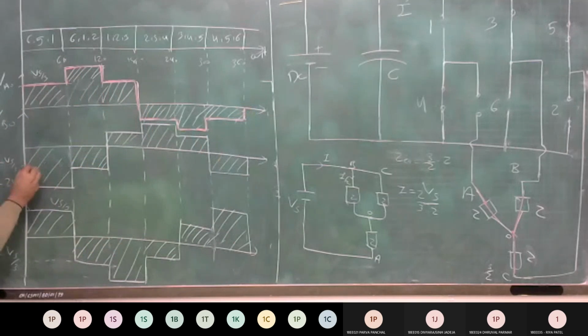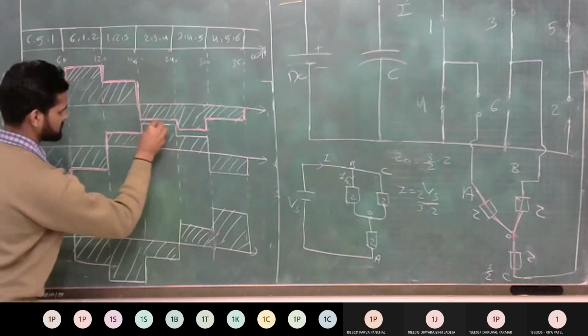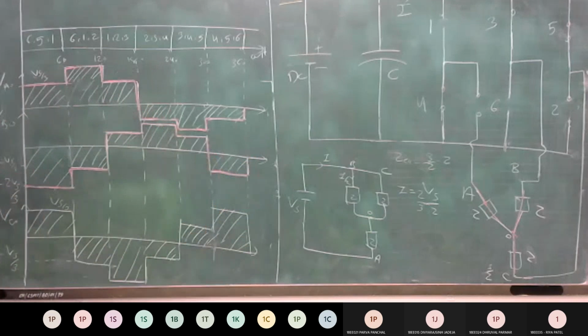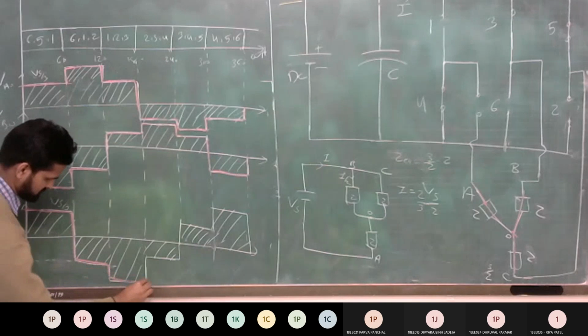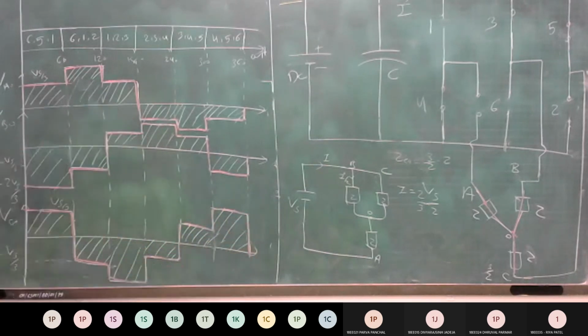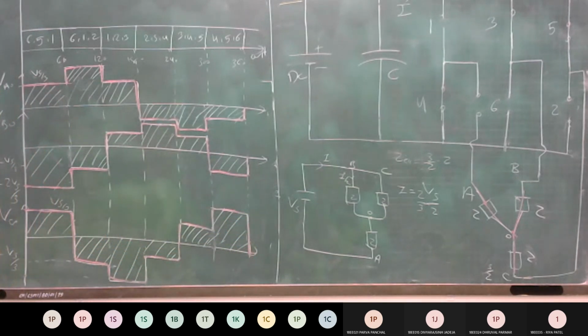Let's see this wave. Then VBO, this one, and VCO, this one. All of you can see this properly. All three phases, VAO, VBO, and VCO. So all of you please first draw all these waveforms.